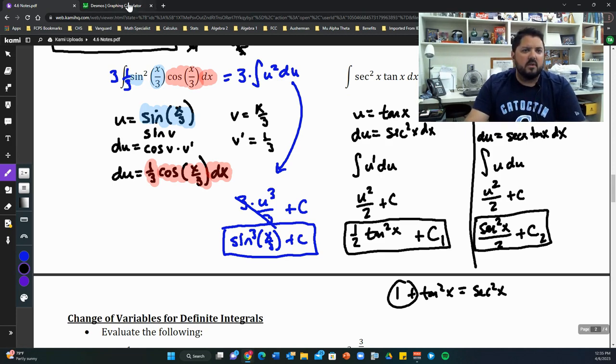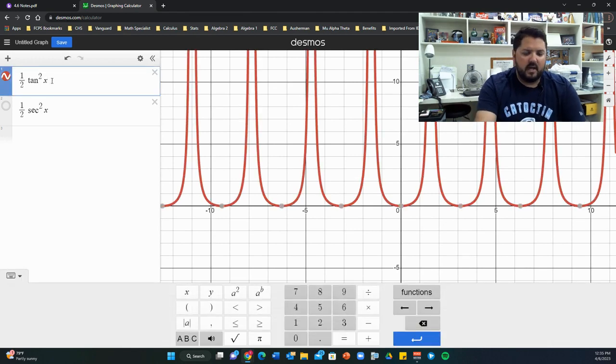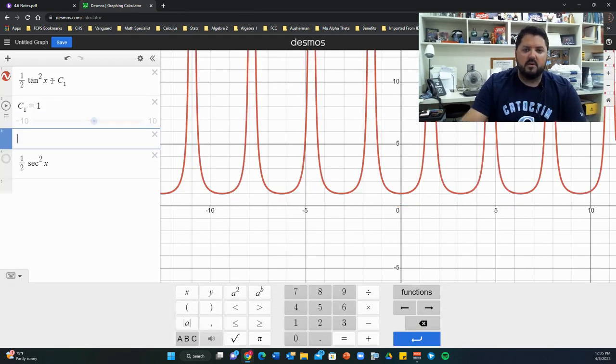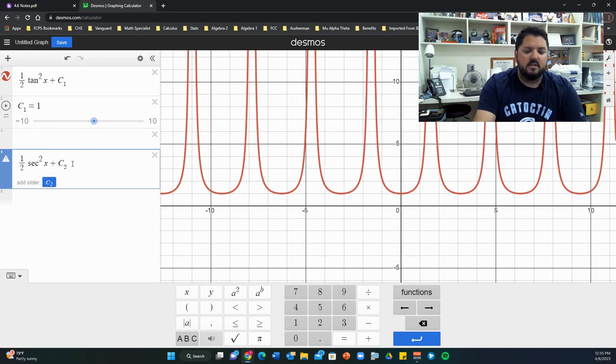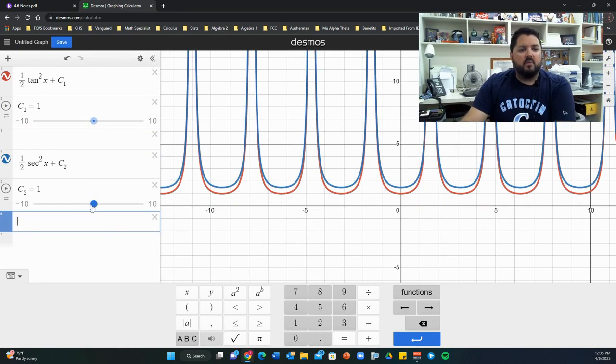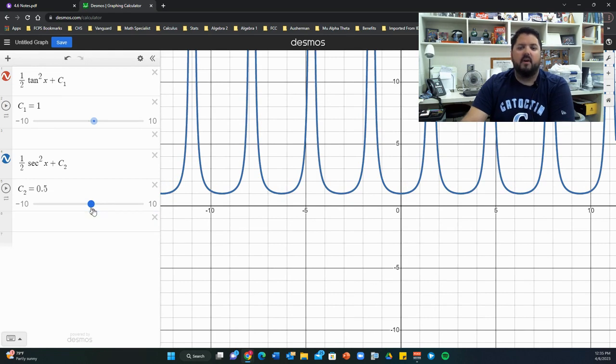Another way of demonstrating this is using Desmos. Here we have the graph in red of 1/2 tangent squared x. Let's add on a constant called c1 to that. And then down here, let's make our blue graph. Here is secant squared of x. Let's add a second constant on there. So really, if c1 for tangent is 1, all I need to do is adjust this constant so that these actually match up. I can't make it exact. Oh, actually, there we go, 0.5.